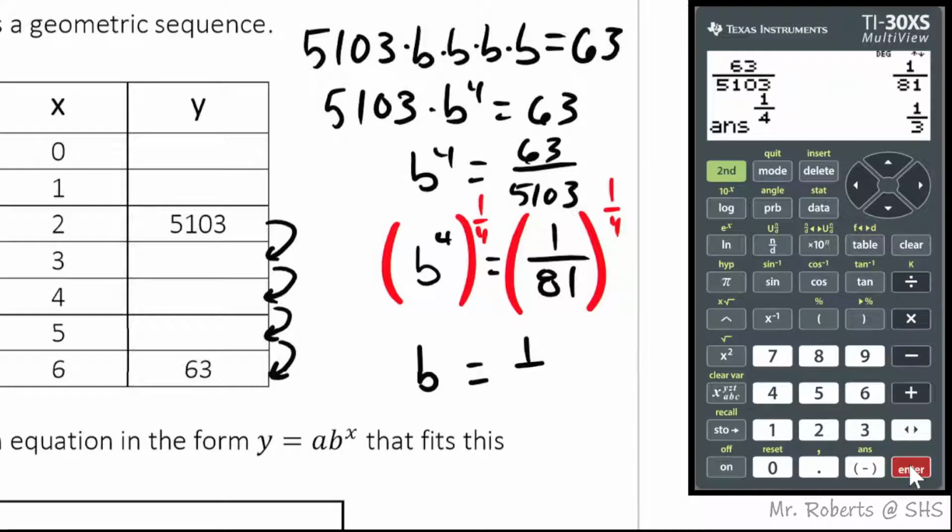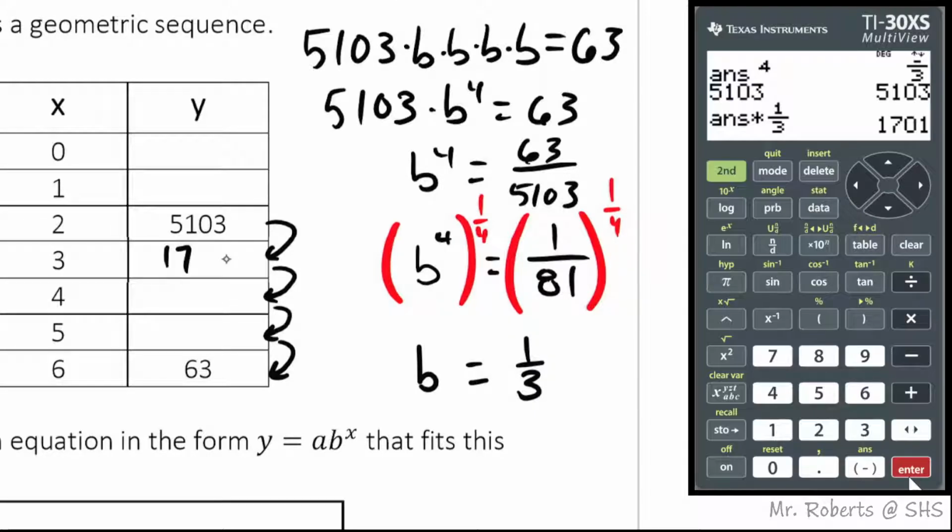So I can see here that I'm multiplying by 1/3 each time. In fact, I can take the 5103, I'll enter that, and I'm going to say times 1/3. And if I do that, oh good, I got this term now. This is 1701. Press enter again, it gives me 567.